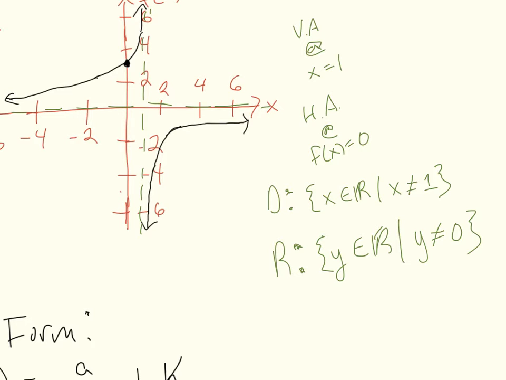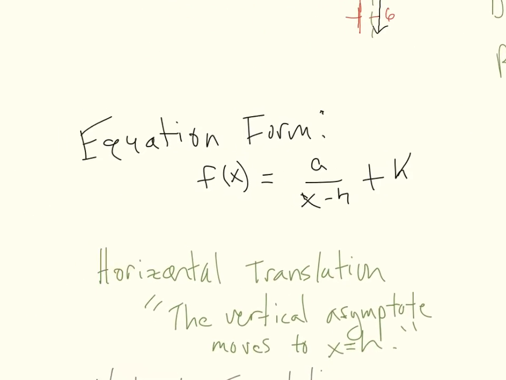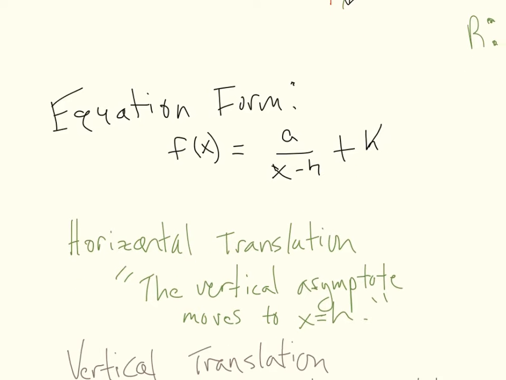Okay, moving on. Let's go down to the next page. And here on this second page, we've got some important key concepts. We've got equation form for a reciprocal function. It's f of x equals, we've got some number a over our variable x minus or plus some number h, and then on the outside we have the plus k.